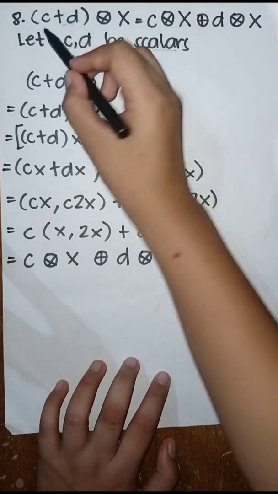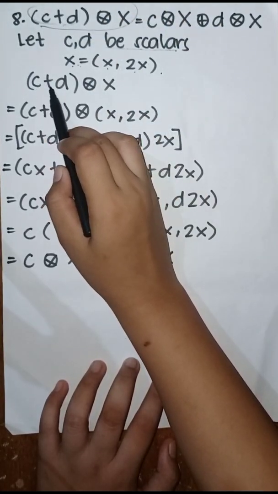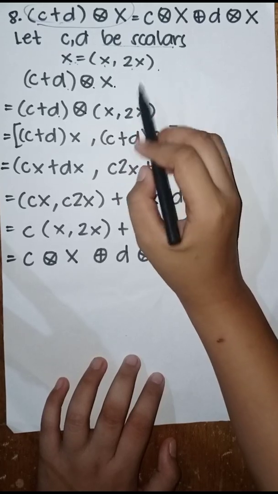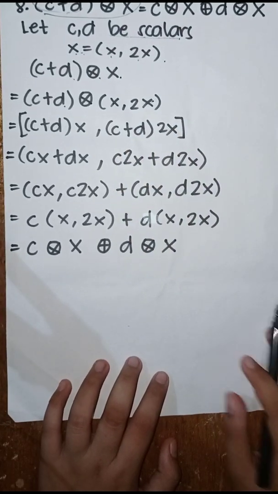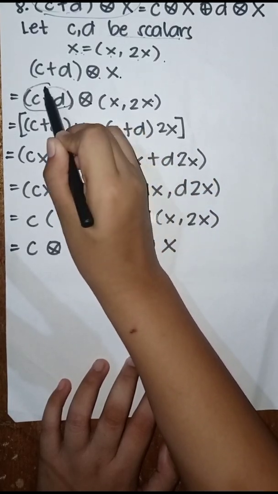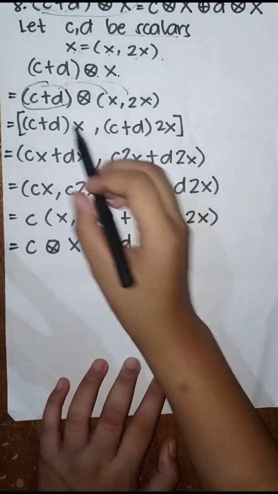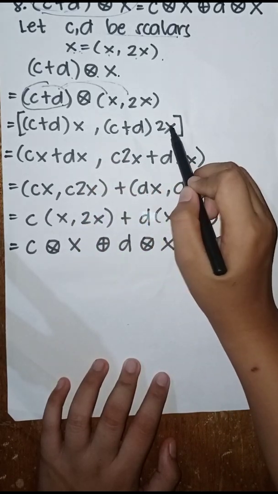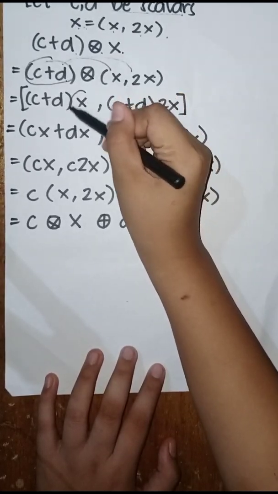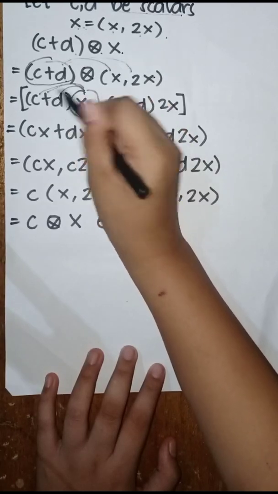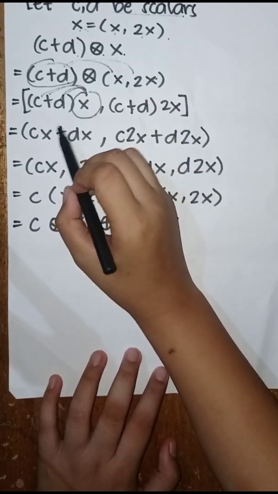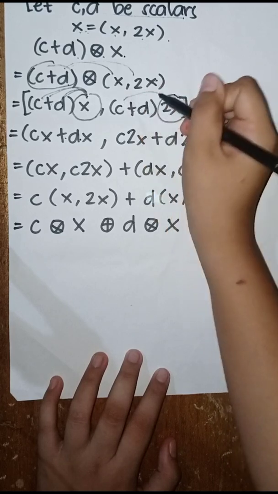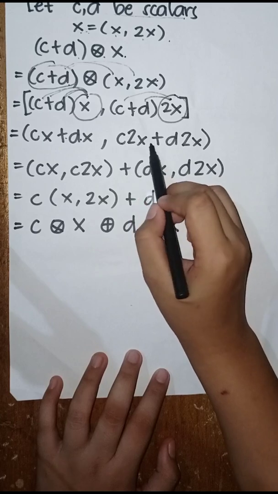So we're gonna follow the first part of the axiom, which is this. For the quantity of c plus d times x, we're gonna copy the scalars c and d, and then substitute the value of x, which is x and 2x. After that, we're going to distribute the c plus d to each of the terms. So we now have c plus d times x and c plus d times 2x. After that, we're going to distribute the x in each term inside the parentheses. So we now have cx plus dx, and then same goes here, the 2x will be distributed to each of the terms inside the parentheses. So we have c2x plus d2x.